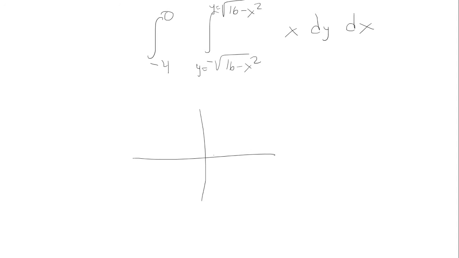So I want to convert this integral into polar coordinates. So notice that the first limits are y equals, so we're bounded by the square root of 16 minus x squared and negative square root of 16 minus x squared. So that's just going to be a full circle, radius 4.